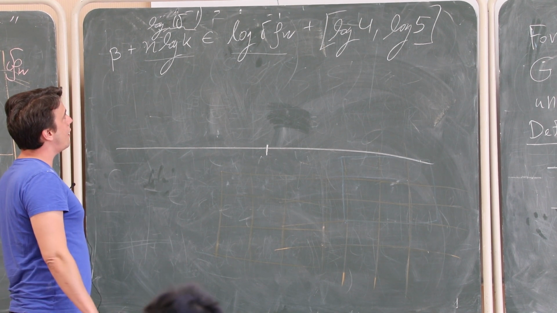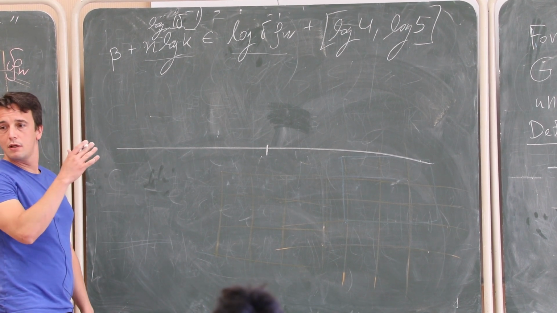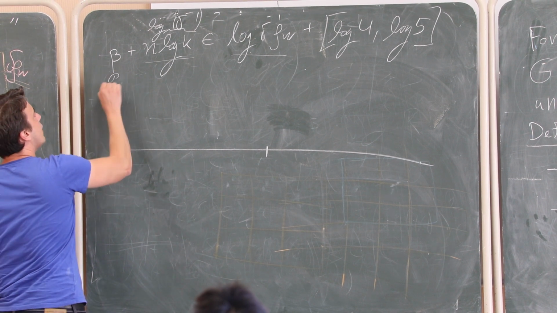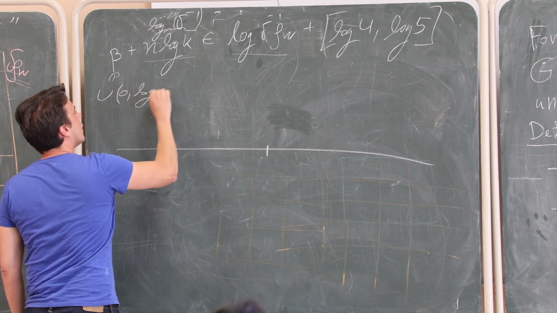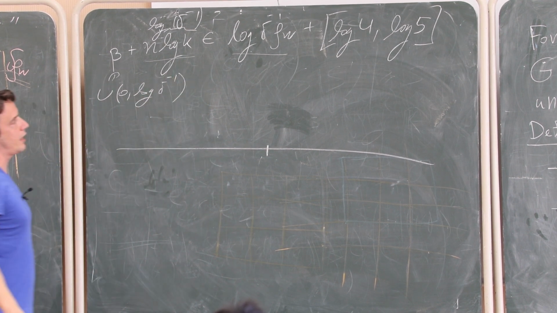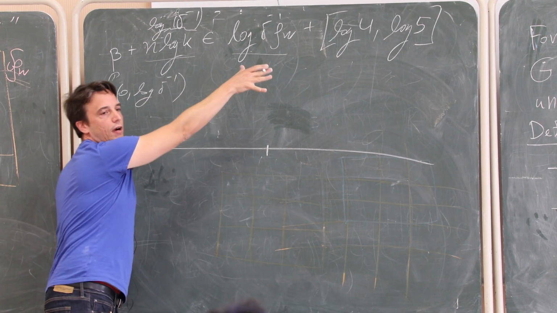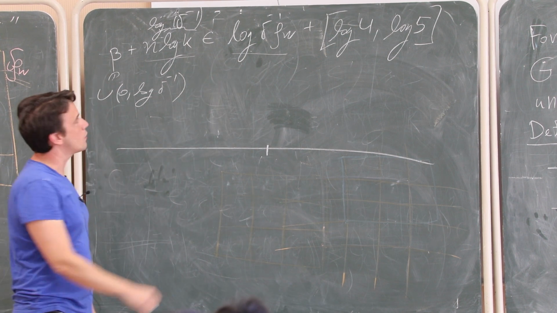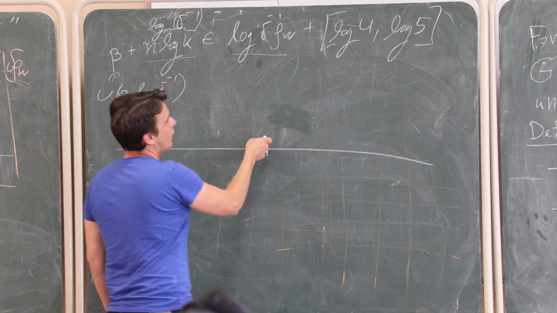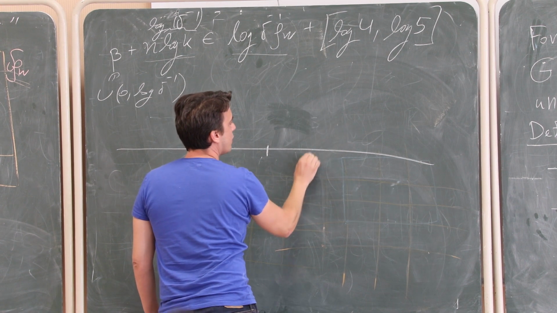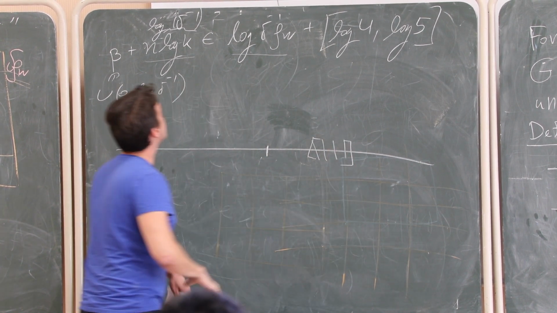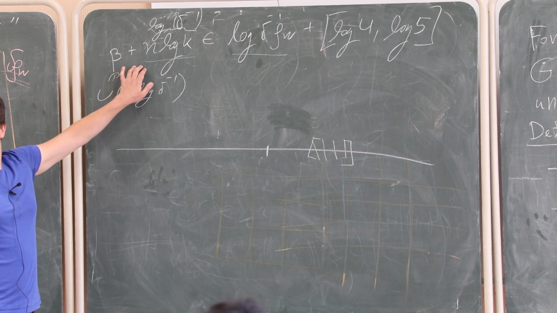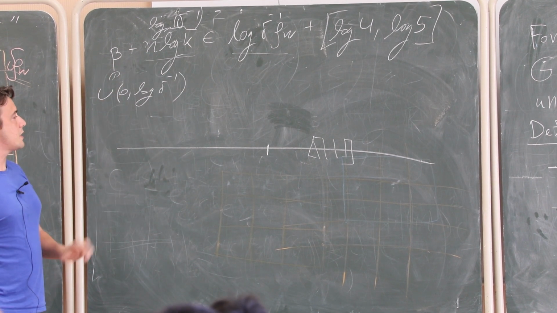And beta jumps. Beta is a uniform random variable between 0 and log of delta to the minus 1, and we want it to fall in this interval. So I have a point here plus some interval of constant size, and I want to make sure that there is a point beta that I fall inside.